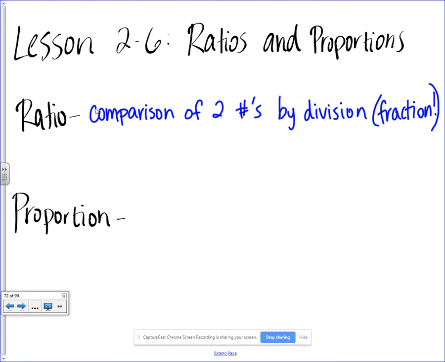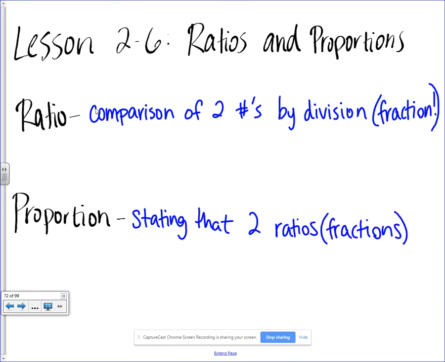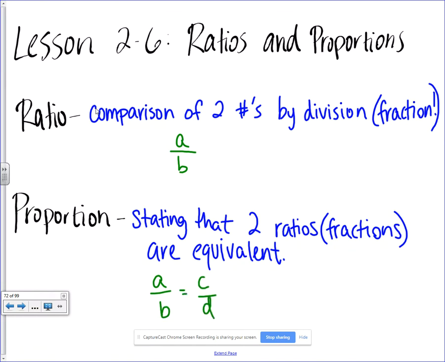A proportion, then, is stating that two ratios, okay, two fractions, are equivalent. Okay, so a ratio is basically a fancy way of saying a fraction. So something like that. That is a ratio. Okay, let's make that be a little bit better. If we go ahead and make a proportion, then I need two ratios that are going to be equal to each other. Okay, so there's kind of the difference, a ratio and a proportion.